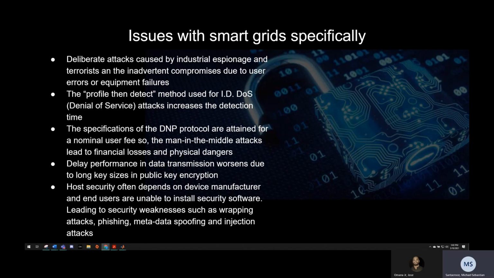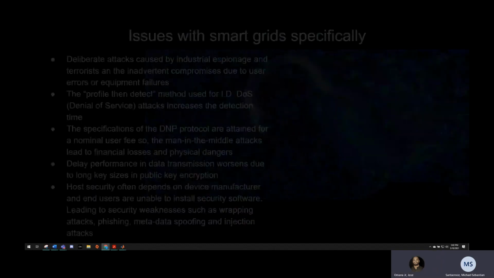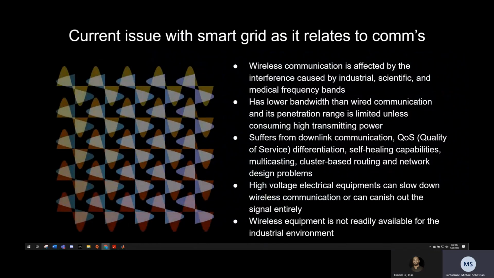Also, host security often depends on device manufacturer, and end users are unable to install security software. This leads to security weaknesses such as wrapping attacks, phishing, metadata spoofing, and injection attacks. Now to José to talk more about issues with smart grid.